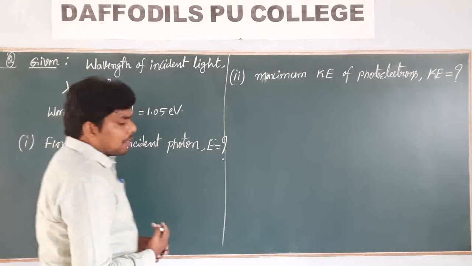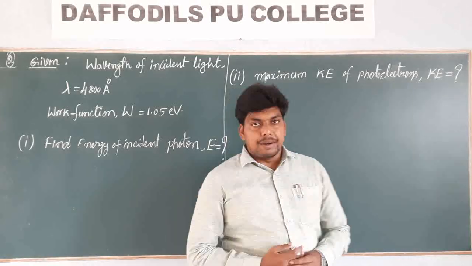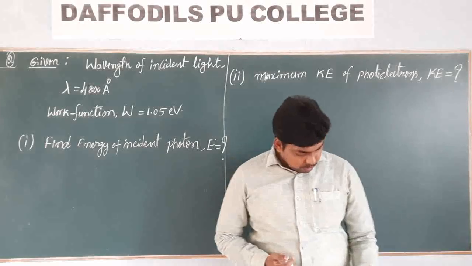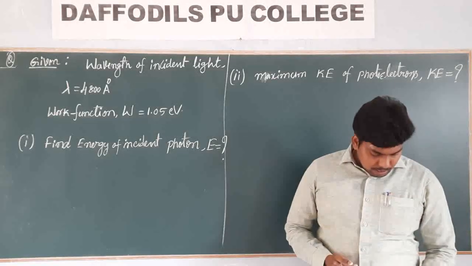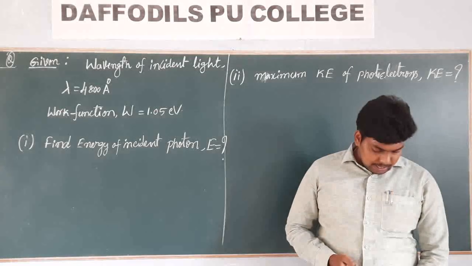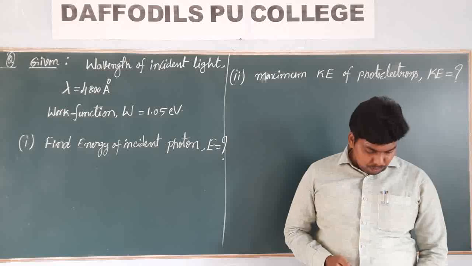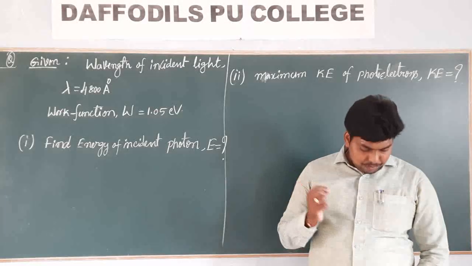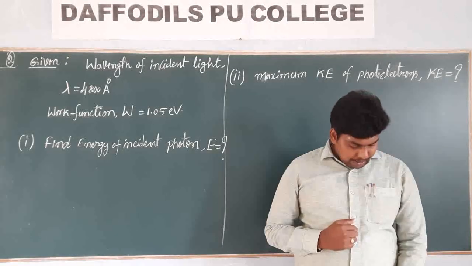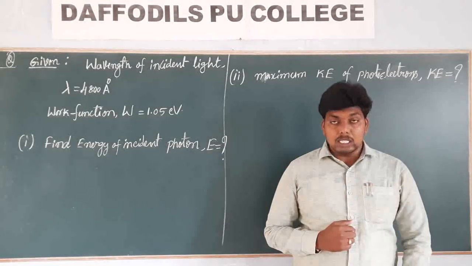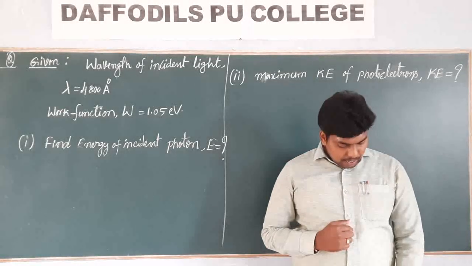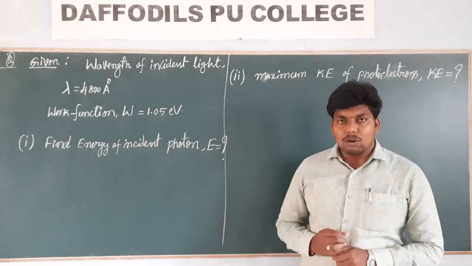Now the second numerical. What have they given? Light of wavelength 4800 angstrom is incident on the surface of a photosensitive material of work function 1.05 electron volt. What do we have to calculate? First, calculate the energy of the incident photon. Second, calculate the maximum kinetic energy of the photoelectron.